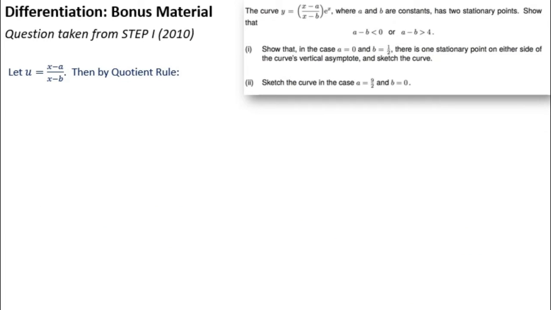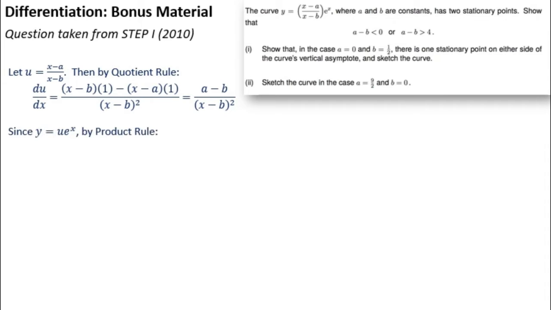So let's begin with x minus a over x minus b. We can use quotient rule to deal with this, and it might look a bit messy, but it's not too horrible. The numerator sorts itself out. I've used u so that I've got some letter I can refer to, but you don't have to explicitly state this. You can just refer to the derivative of x minus a over x minus b, or if you like, you can build it into the second part of the question here.